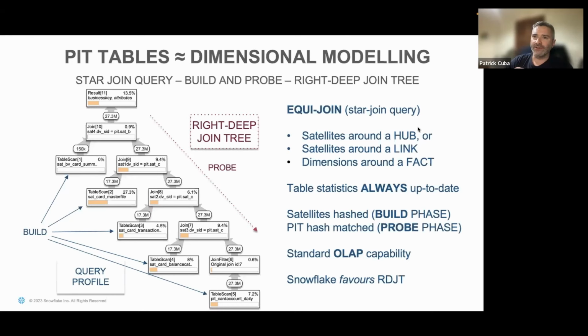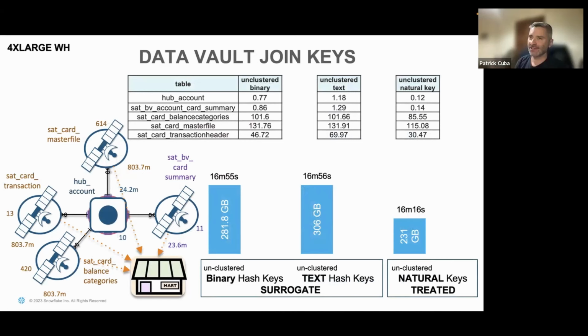What I did, because we were getting customers with much larger satellite tables asking us questions like, how do you improve performance here? How do you deal with hundreds of millions of rows, billions of rows? So I did just that. I took the same example, rebuilt the sample data, and built it using binary hash keys, text-based hash keys, and natural key data vault. And then also made use of that auto-increment column when joining all together in a snow pit.